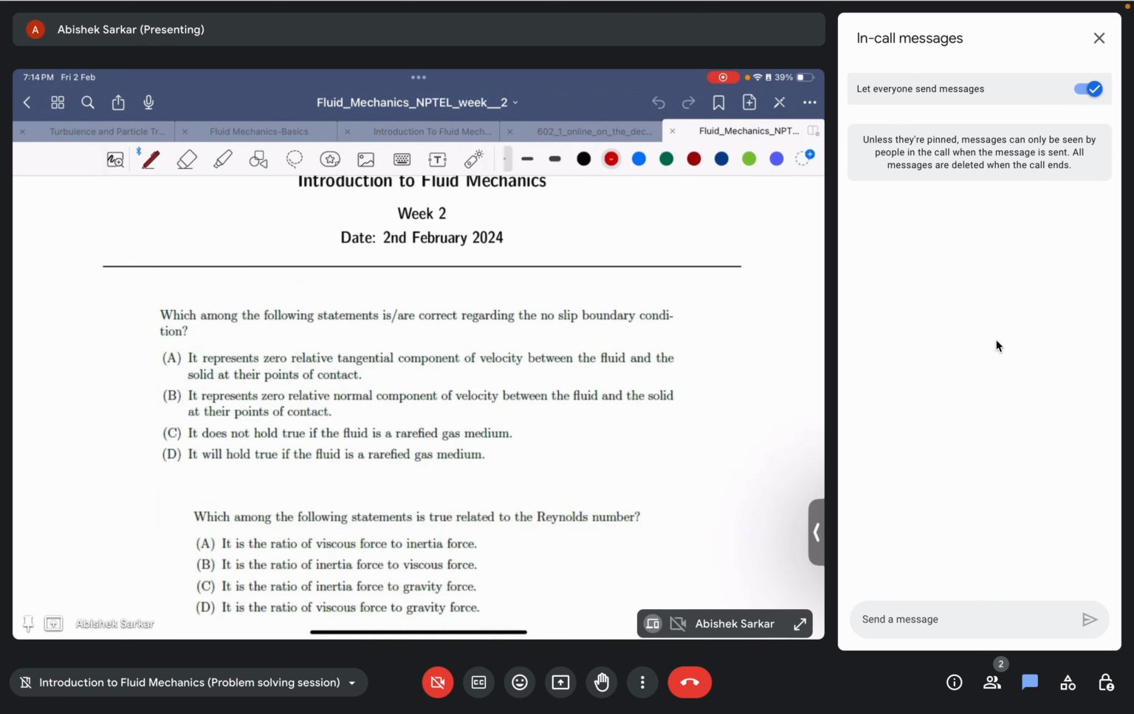The correct answers would be A, that it represents zero relative tangential component of velocity between the fluid and the solid at their point of contact, and that it does not hold true if the fluid is a rarefied gas medium. Okay, so we've discussed this thoroughly in this session, so I don't think I need to repeat it. But if you have any doubt, you can recap the part where we discussed the viscosity of the fluid both for gases and liquids, and there are special cases where the no slip boundary condition ceases to exist, or fails to exist.